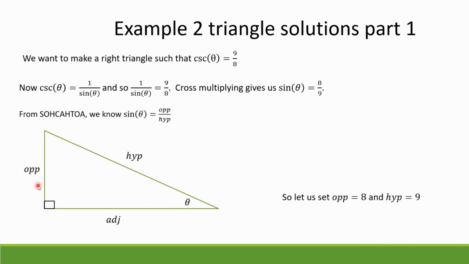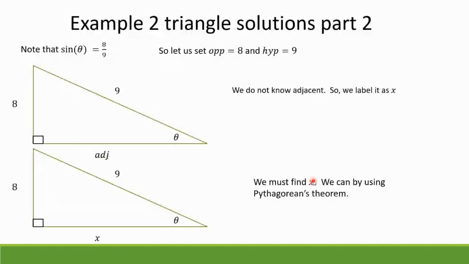So this side here is the opposite side. This is going to be 8 because sine of theta is 8/9, and sine of theta is opposite over hypotenuse. And the hypotenuse we can make 9. So we let 8 be the opposite and 9 be the hypotenuse, and we get this right triangle.